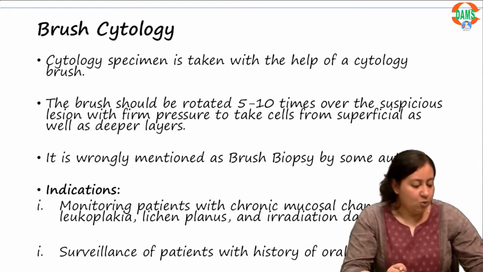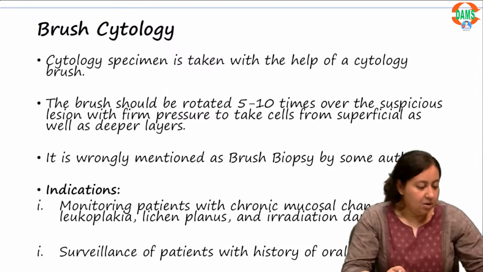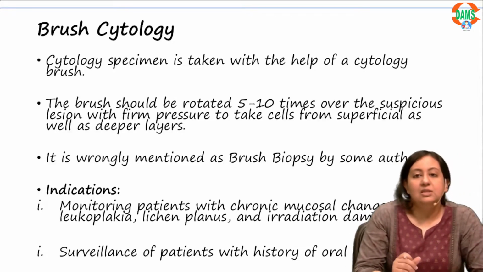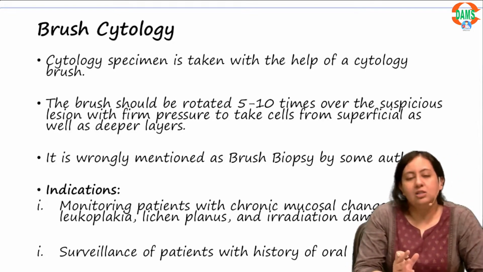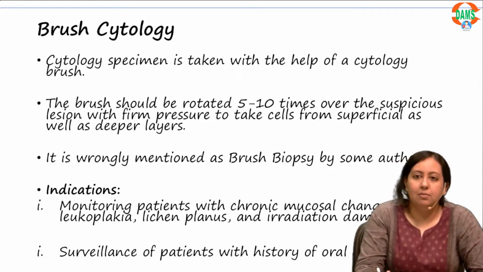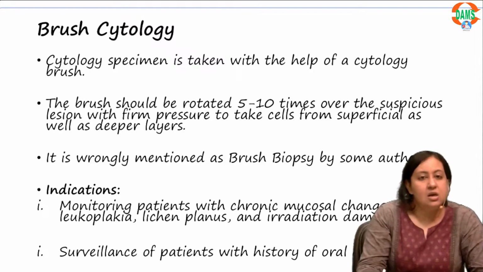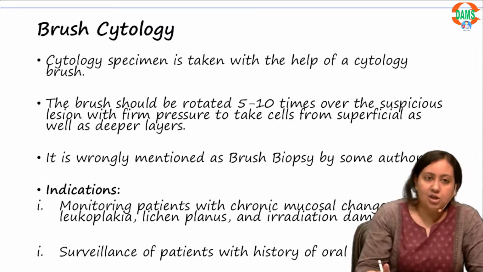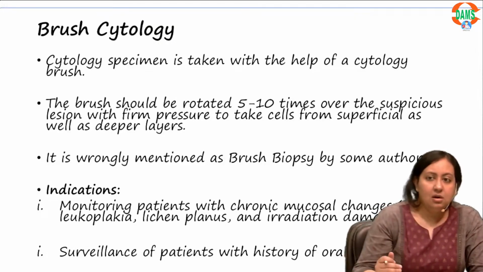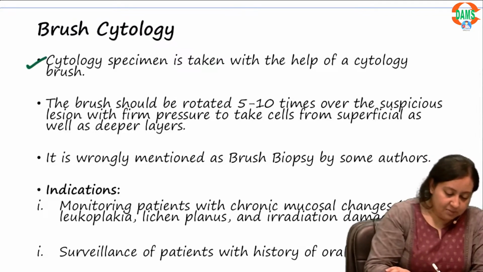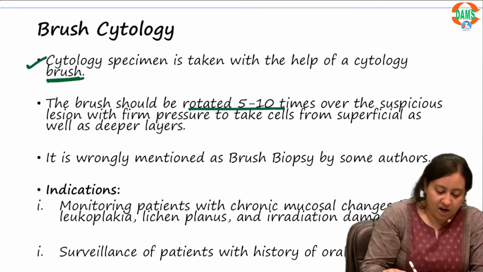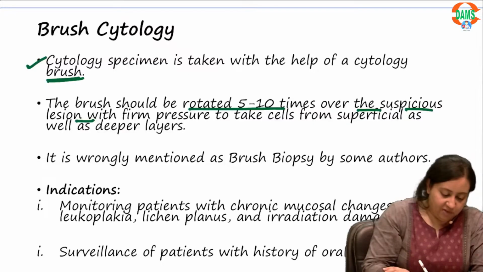Now we have something known as brush cytology. This is also called brush biopsy by many people, but that is not the correct terminology. The correct terminology is brush cytology. In brush cytology, you use a brush to collect cells for cytological study. The cytology specimen is taken with the help of a cytology brush. The brush should be rotated 5 to 10 times over the suspicious lesion with firm pressure to take cells from superficial as well as deeper layers.